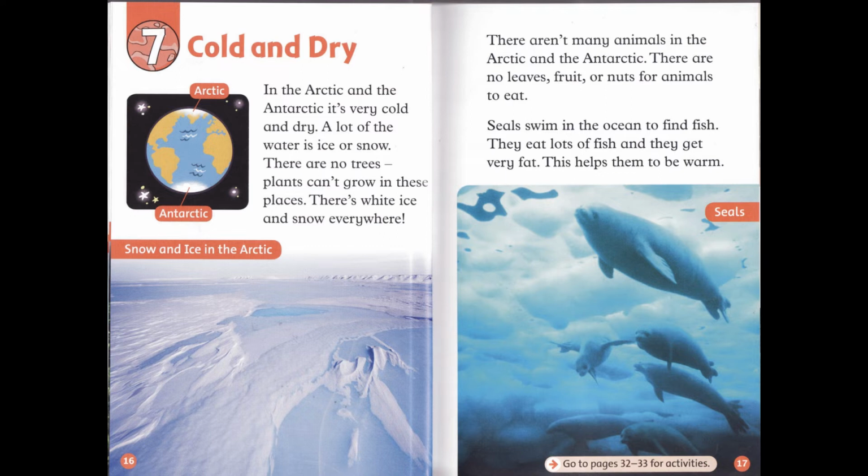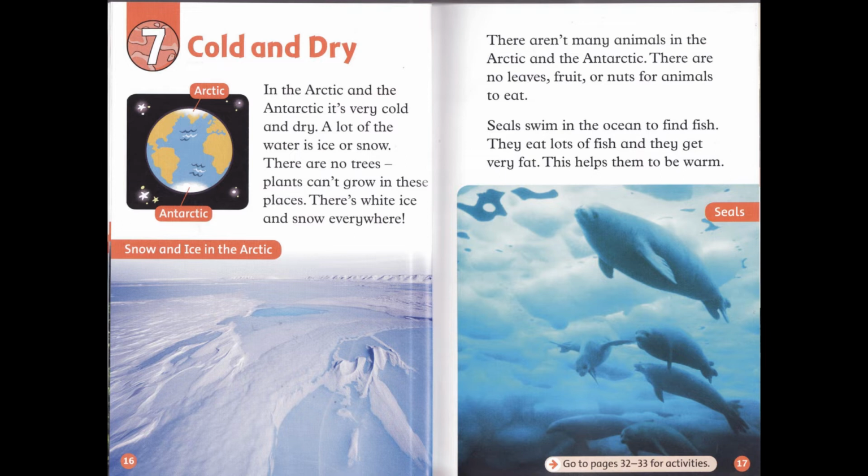There aren't many animals in the Arctic and the Antarctic. There are no leaves, fruit, or nuts for animals to eat. Seals swim in the ocean to find fish. They eat lots of fish, and they get very fat. This helps them to be warm.